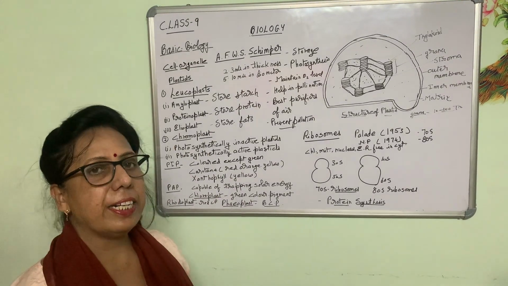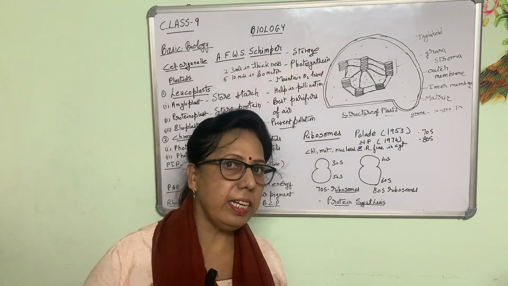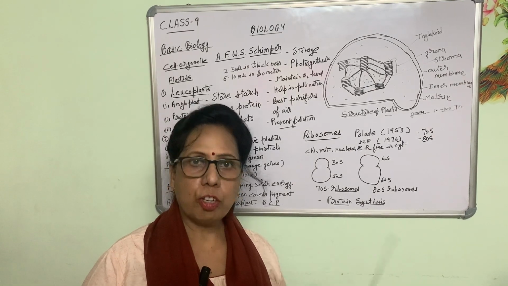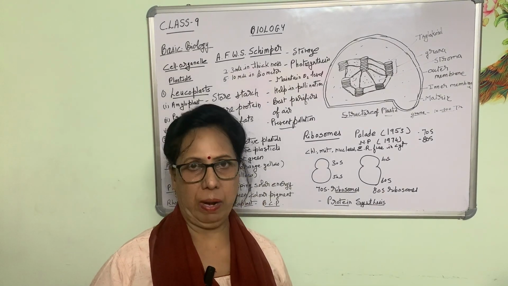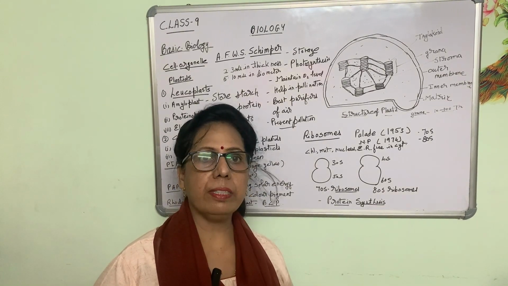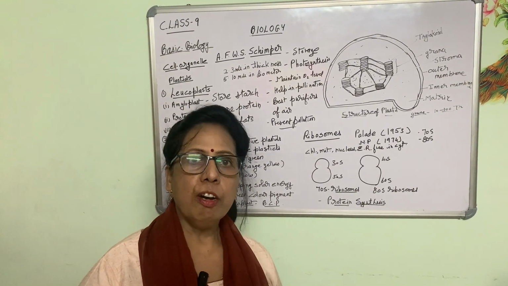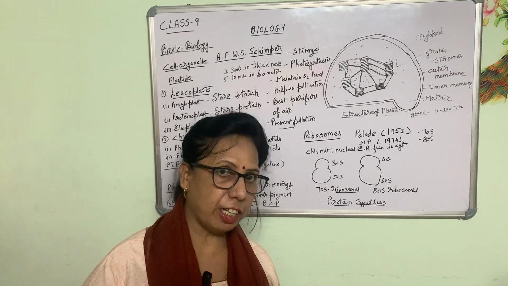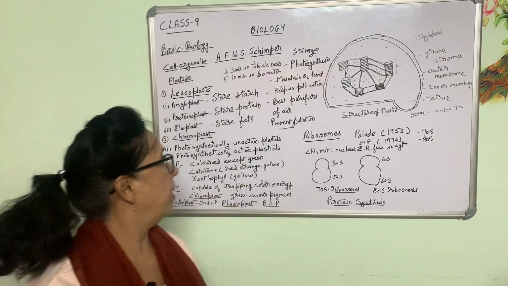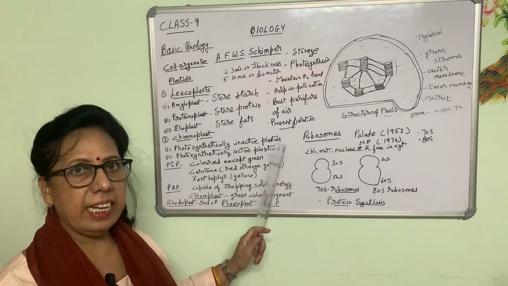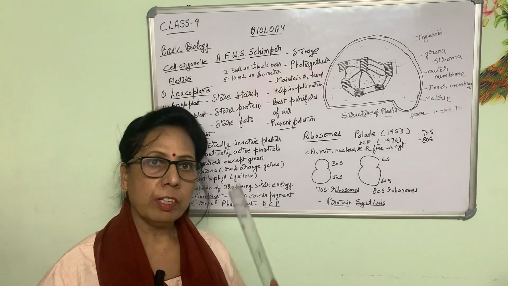Now the second part is chromoplast. Chromoplasts are variously colored plastids. On the basis of colors, chromoplasts are then further divided into two parts: photosynthetically inactive plastids and photosynthetically active plastids.